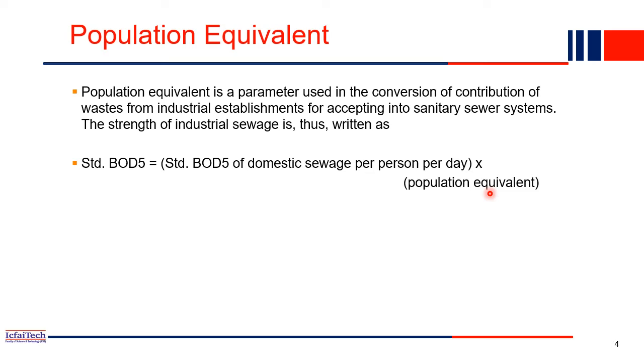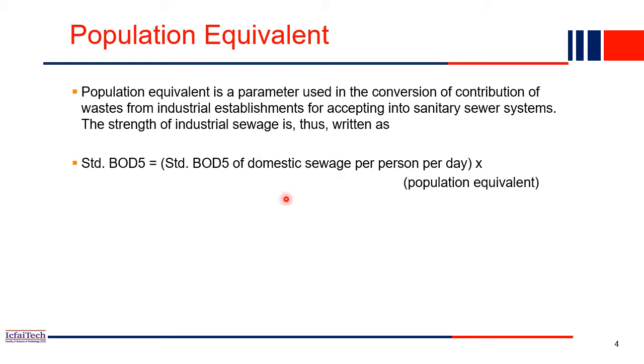The industry, although the people won't stay here, right? Because of production purposes or different processes in the industry, wastewater is produced. So that wastewater will be converted into the population equivalent. That is equivalent to how much population? That is how we convert the waste from the industry and quantify it. The population equivalent is a parameter used in conversion of the contribution of waste from the industrial establishment for accepting into the sanitary sewer system. So the strength of the industrial sewage is thus retained.